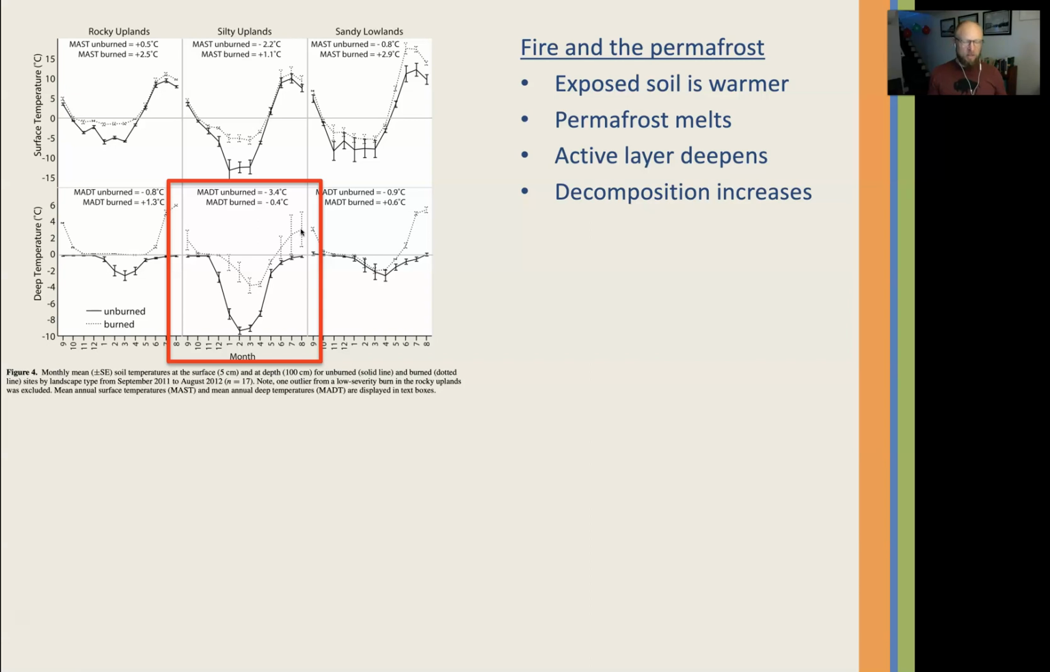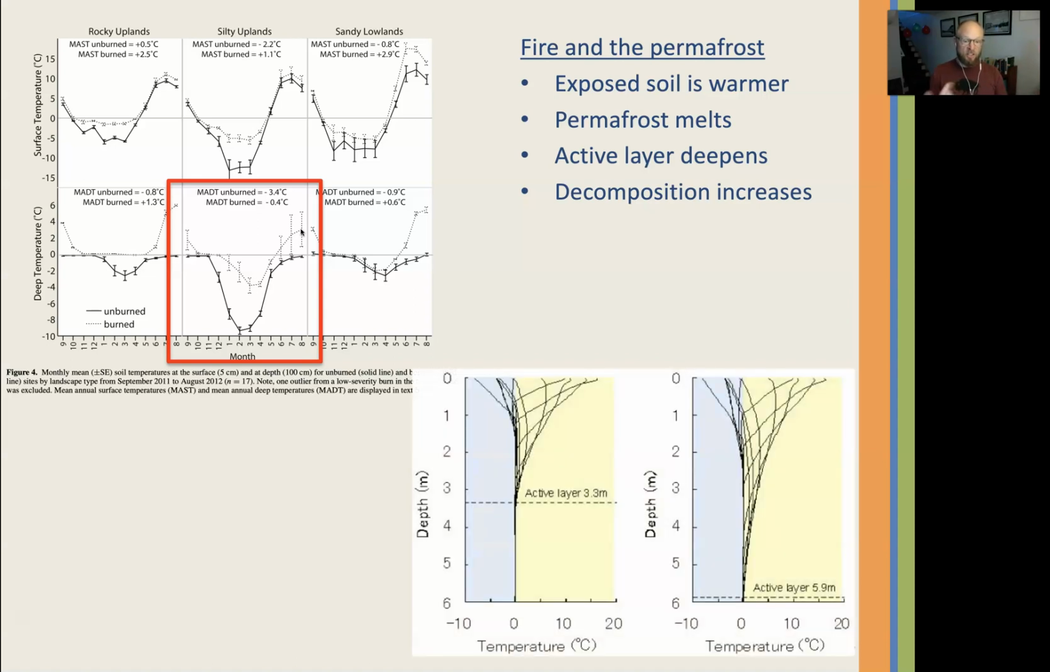So that's kind of this relationship between permafrost layer and fires: we're having more fires, removing organic layer, starting to melt permafrost. And that's contributing then to this release of CO2 that's going on from the boreal forest.